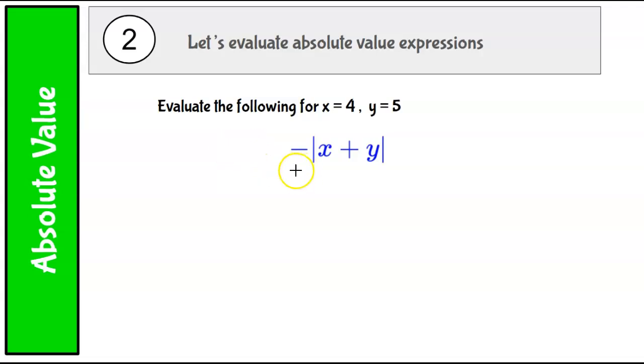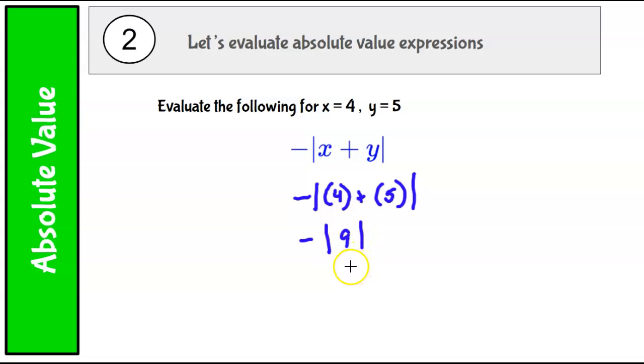Let's look at another example. We have negative. We're going to substitute x for 4. I'm going to put in parentheses even though I don't really need to. Better to have it and not need it than need it and not have it. And then I'm going to replace y with 5 and then put my absolute value bars. And then I'm going to add. And then I take the absolute value, which is a +9. So the answer to this part is +9, but then there's a negative on the outside, so that's going to be -9. And that's how you do absolute value.